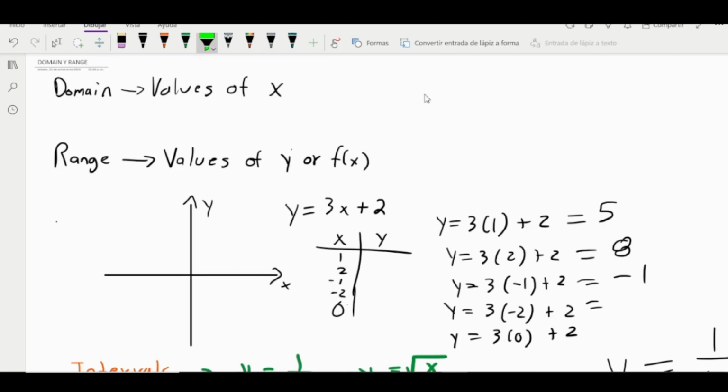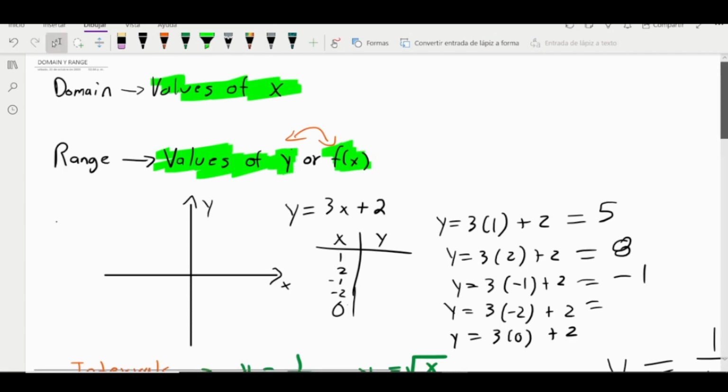What is the domain? The simple definition is that the domain is all the possible values that we can take from x. The range is the opposite: all the possible values that we can take from y, or also we can say a function of x. Practically, it is the same to say y and a function of x.